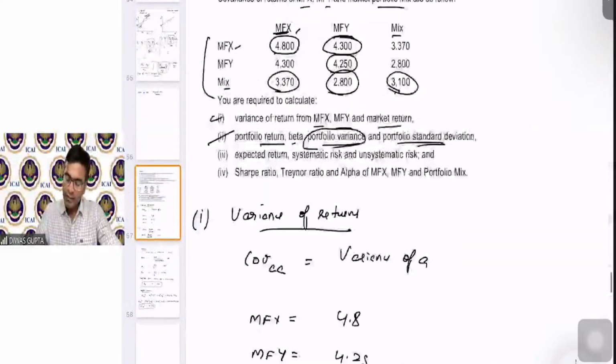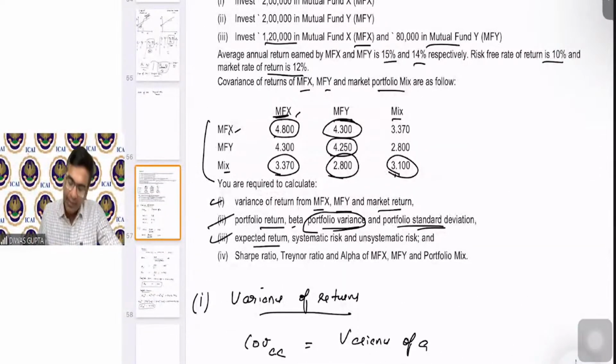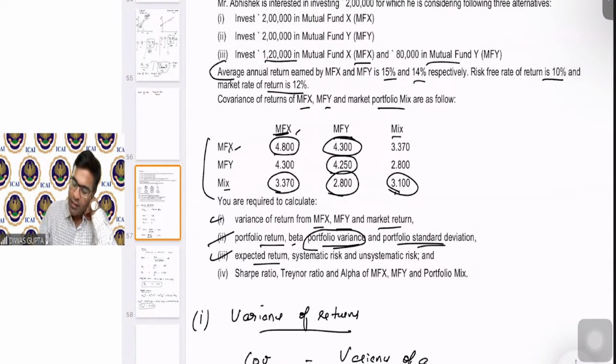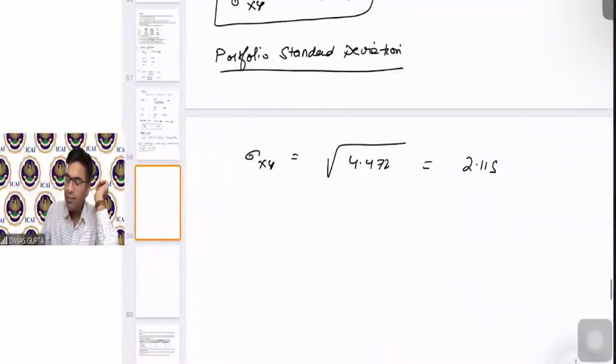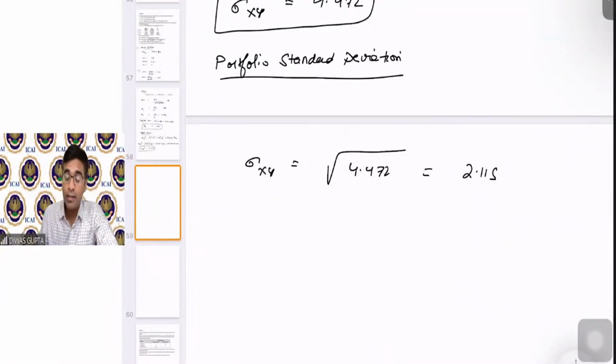Now the next part, students: expected return, systematic risk and unsystematic risk. So they are asking us to calculate what is the expected return, systematic risk and unsystematic risk. Now, students, see, average annual return has been given to us. This is as good as the actual return. Now they are asking us to calculate the expected return. So can we make use of CAPM, the capital asset pricing model, and calculate the expected return? Yes. So this is the third part.